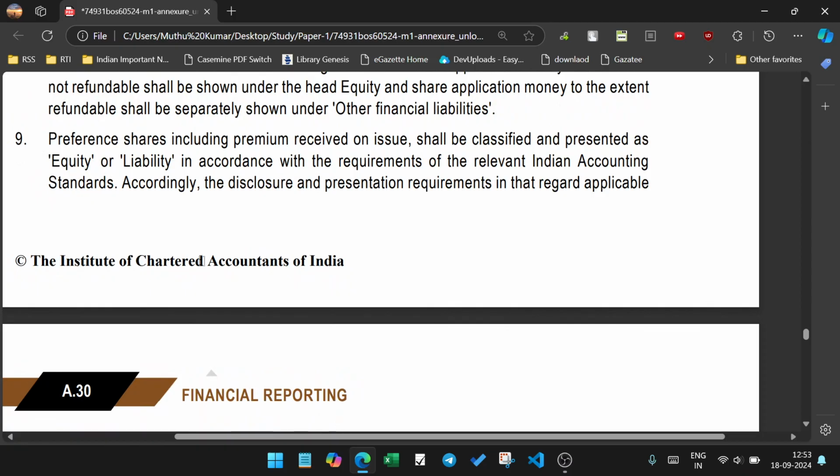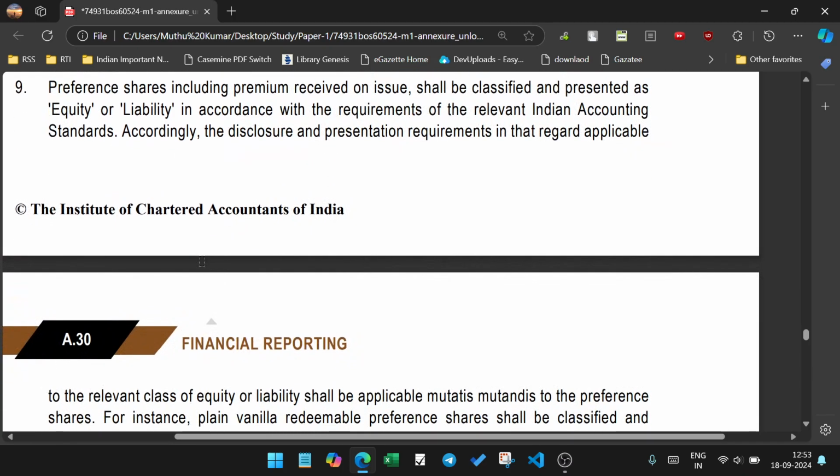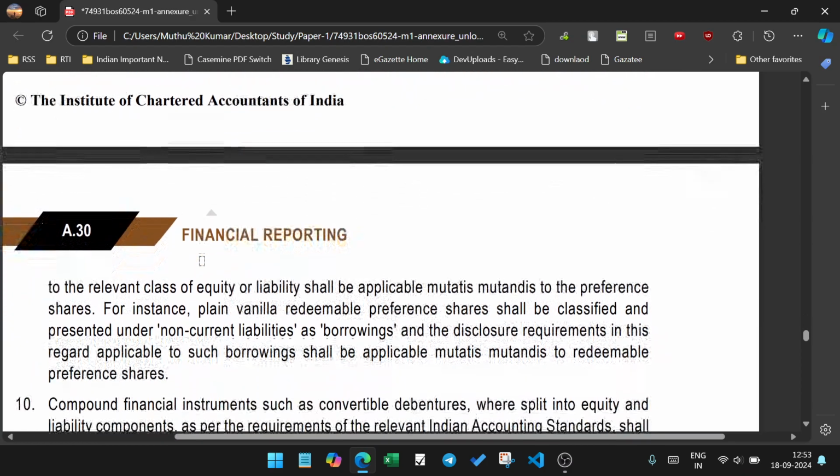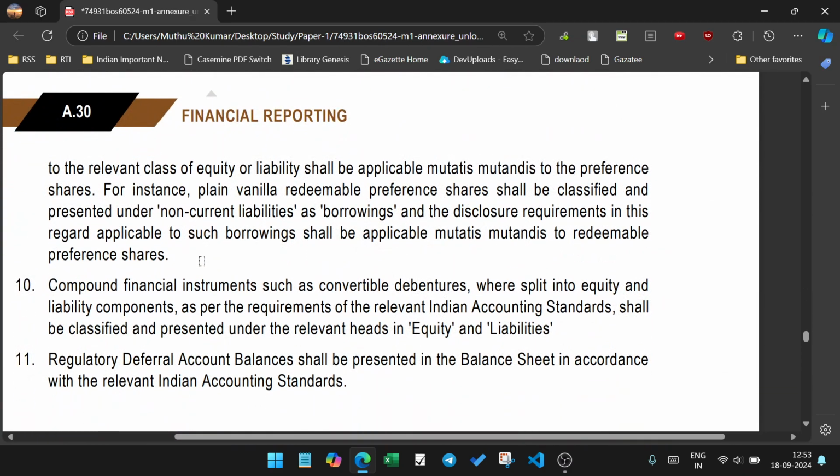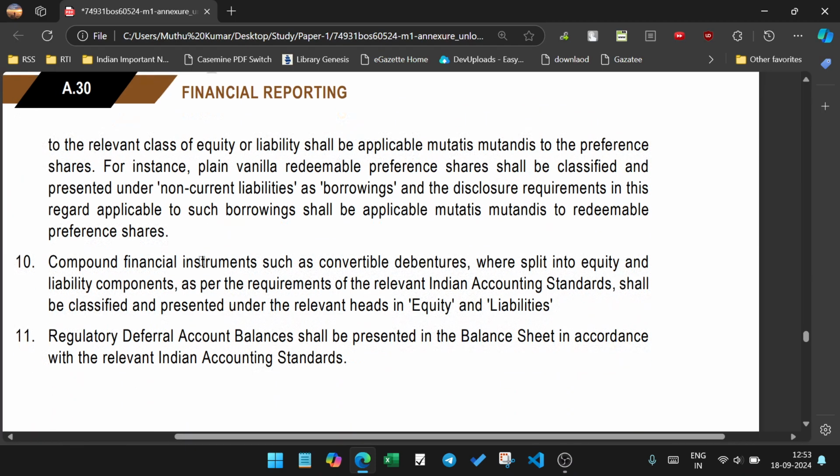The preference shares, including premium received on issue, shall be classified as equity or liability according to the requirement of the relevant Indian accounting standard, according to the disclosure presented in each statement. The disclosure requirements for the relevant class of equity or liability shall be applicable mutatis mutandis to the preference shares.